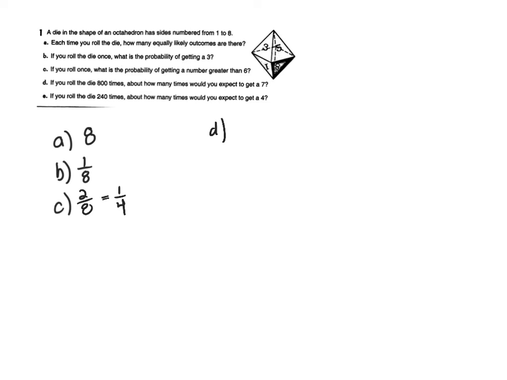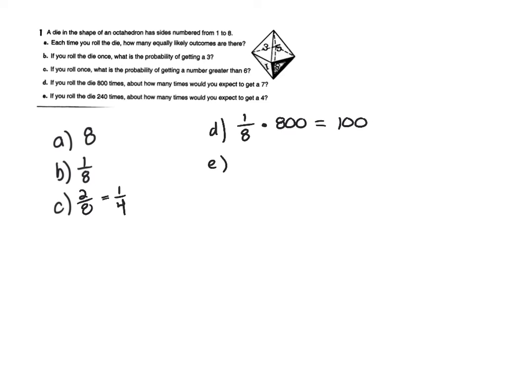Part D, if you roll a die 800 times, how many times would you expect to get a 7? Well, if I roll it once, I would expect a probability of 1/8. So once out of every 8. So if I rolled 8 times, I would expect to get a 7 once. So if I rolled 800 times, I'm just going to multiply that times 800. 1/8 times 800 is 100. So if I rolled 800 times, I would expect about 100 of those to be 7s.